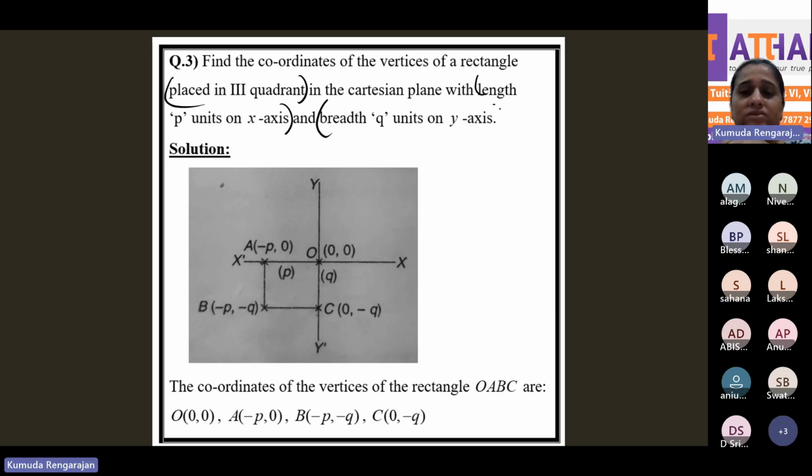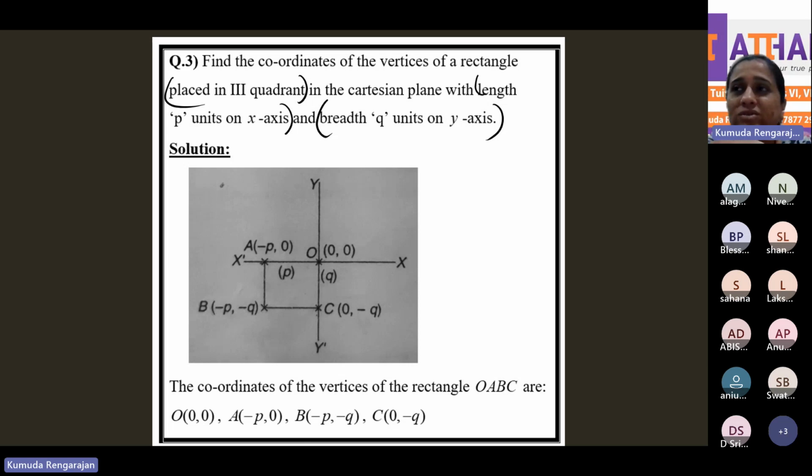Breadth is q units on the y-axis. Q units on the y-axis. But from where is it? From where to where is q units? From the origin to that point is q units. So like this, certain assumptions you need to make.